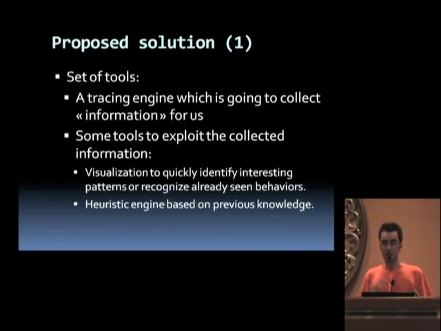So first, we have a tracing engine, which is going to collect information for us. What kind of information? I'm going to explain that later. And secondly, we wanted to have some tools to exploit the collected information. There is an enormous amount of information inside the Switzer packer, a lot of assembly instructions. So we wanted something that permits us to direct the standard reverse engineering work with standard tools and make it hopefully more efficient because of this context.